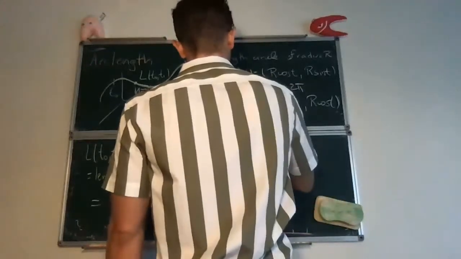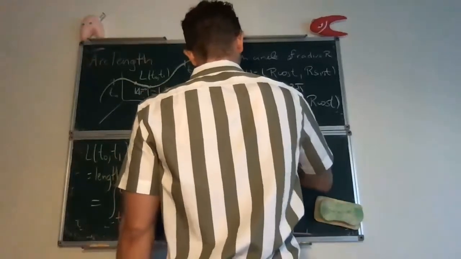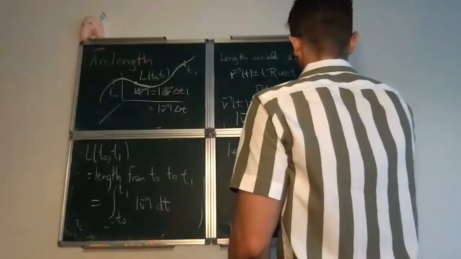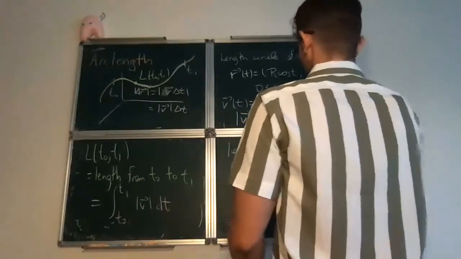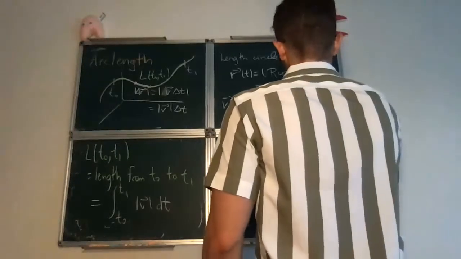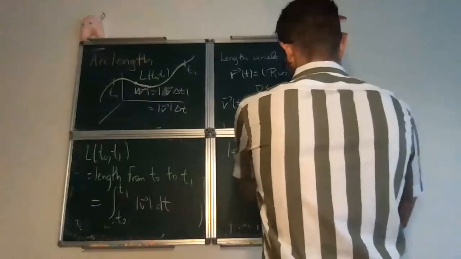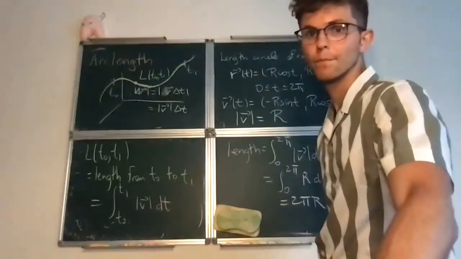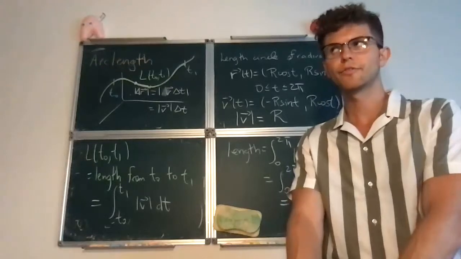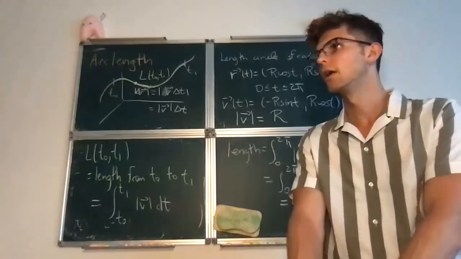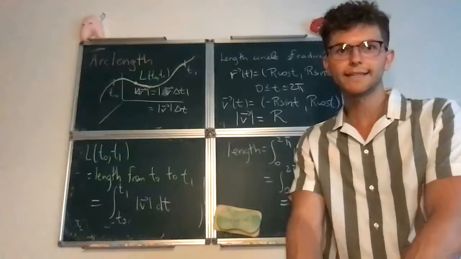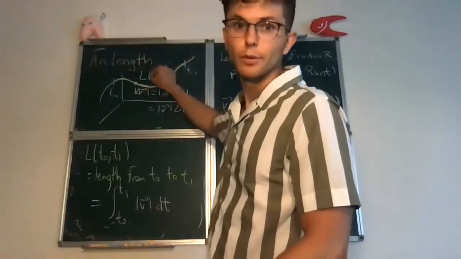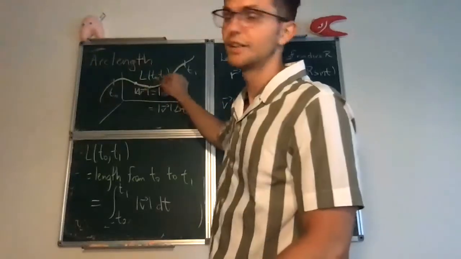And so the length would be the integral from 0 to 2 pi of the speed, which is the integral from 0 to 2 pi of r dt, which is 2 pi r. So that's how you find the length in general. The arc length is basically the length, but where now you think of this endpoint as variable, so it's like a length changing in time.